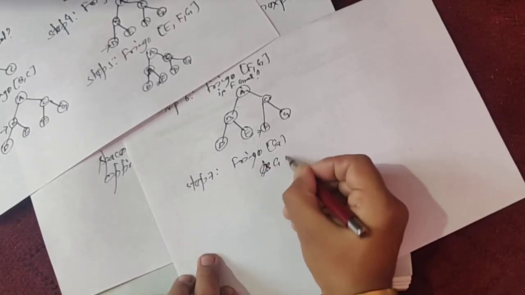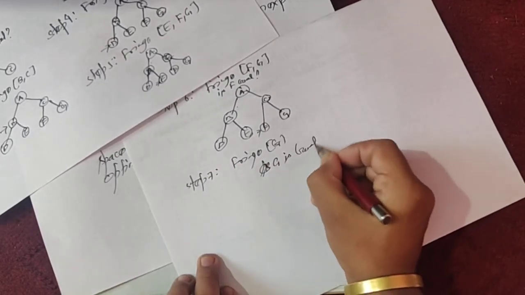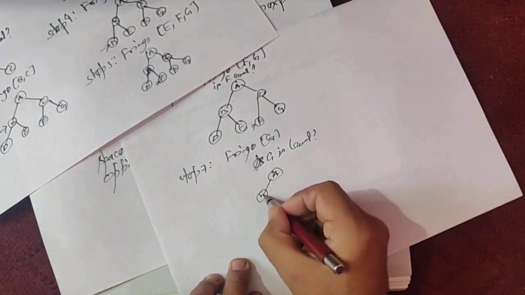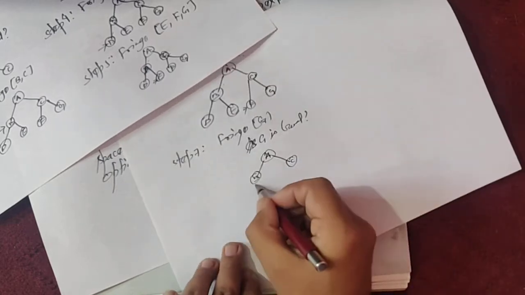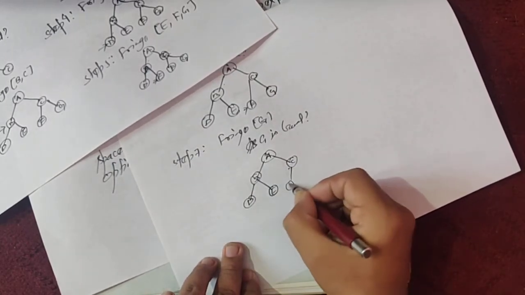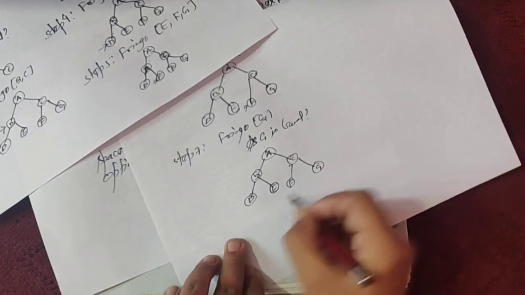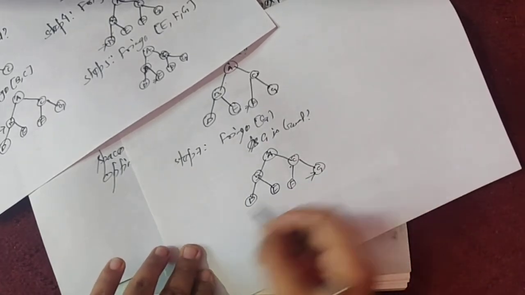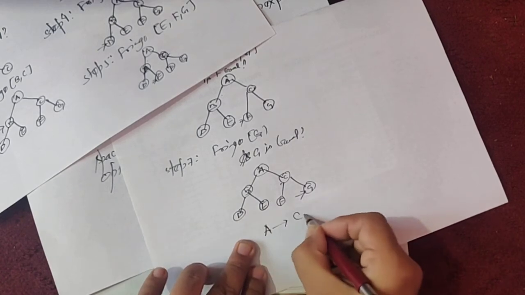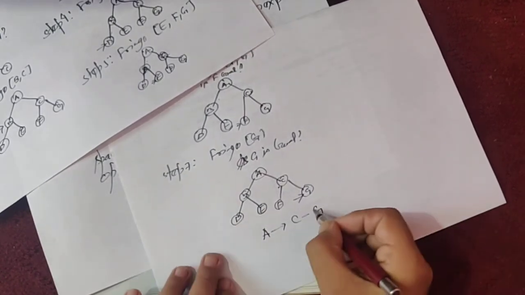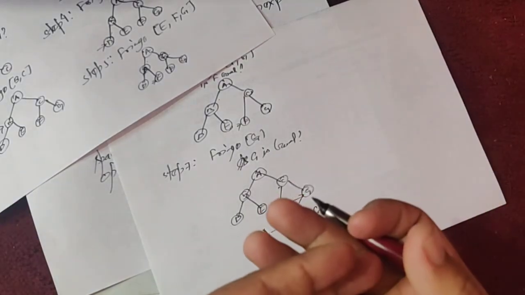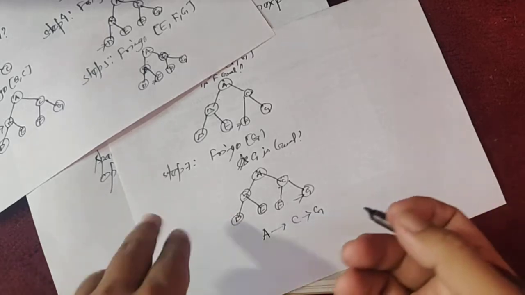Is G the goal? Yes, it is the goal. A, B, C, D, E, F, and G. Yes, so G is a goal node. So our required path is A to C to G. Okay, in this way we have solved the given searching problem by using breadth first search.